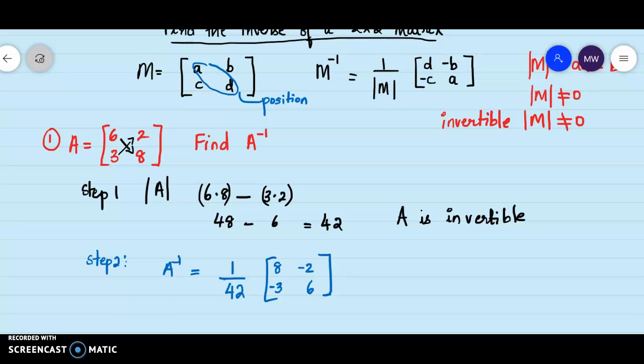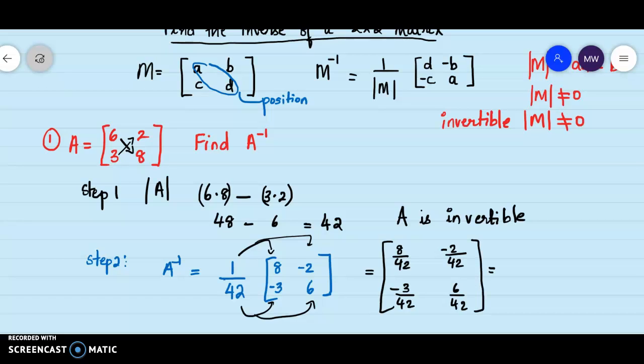Then step 3 is to multiply this 1 over 42 to each element inside this matrix. To each one of them we have to distribute the 1 over 42. So the first one becomes 8 over 42, the next one becomes negative 2 over 42, and then we get negative 3 over 42, and then 6 over 42. At this point we can see that some of the fractions we can reduce.